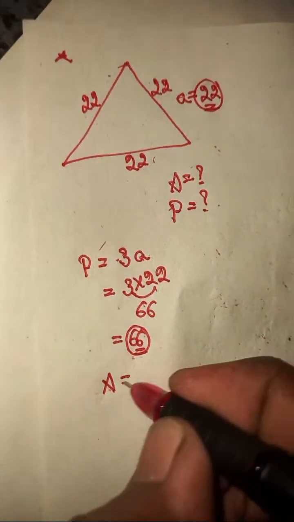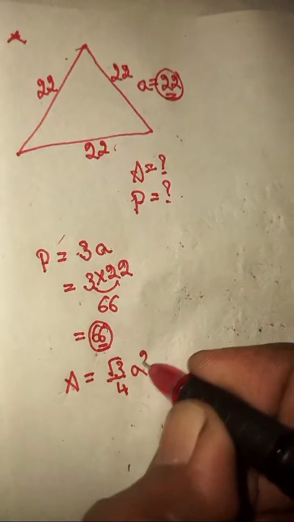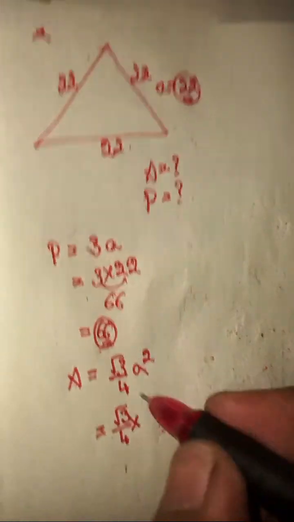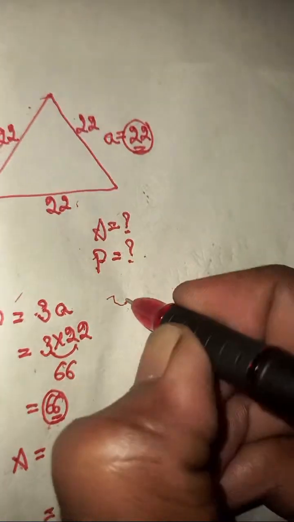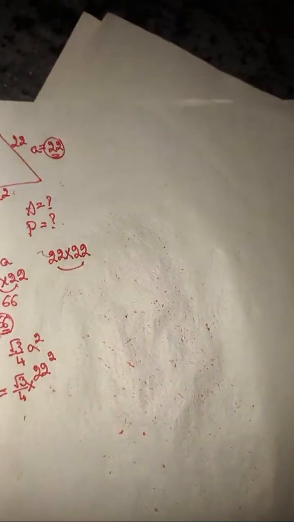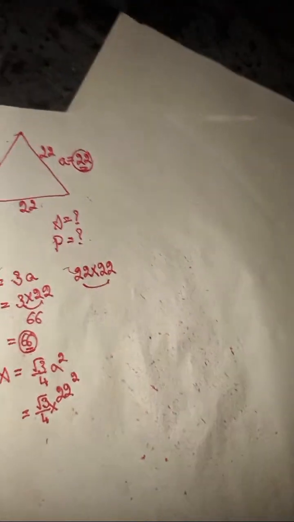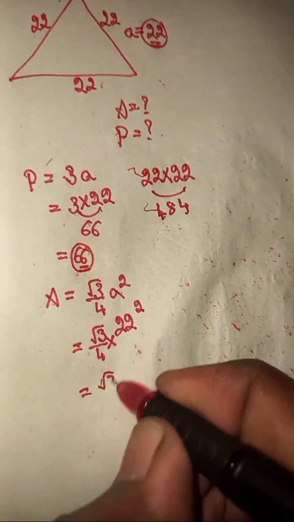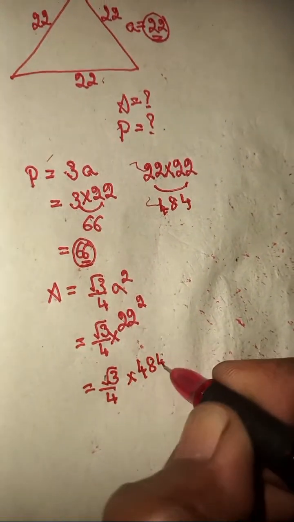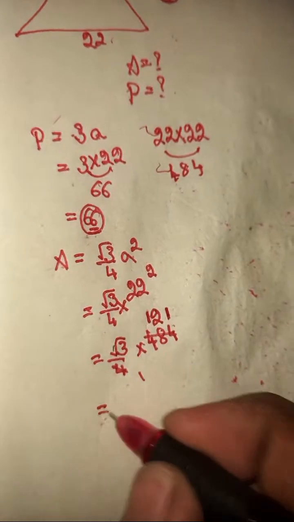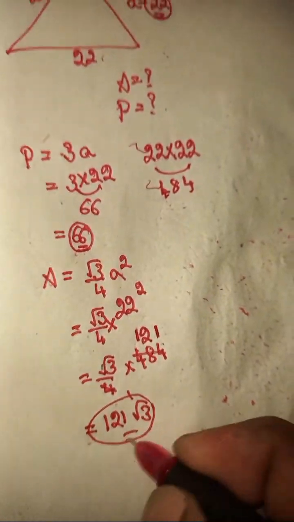Find out the area. Area is root 3 by 4 times a square. That is root 3 by 4 times 22 square. 22 square means 22 times 22. 22 times 20 is 440, and 22 times 2 is 44. 484. This complete thing is 484. You're going to get root 3 by 4 times 484. 4 1 times 4, 4 2 times 8, and 4 1 times 4. 121 root 3 square units.